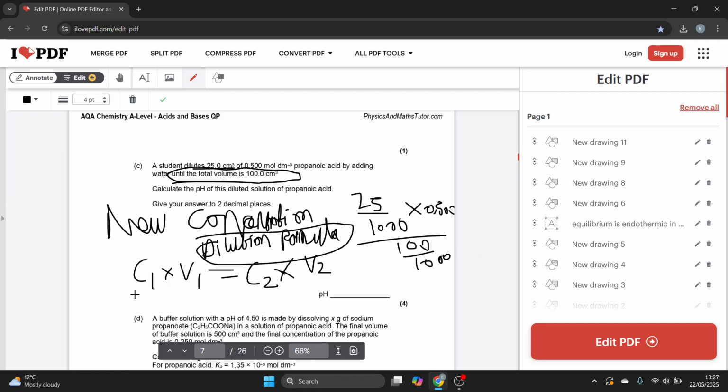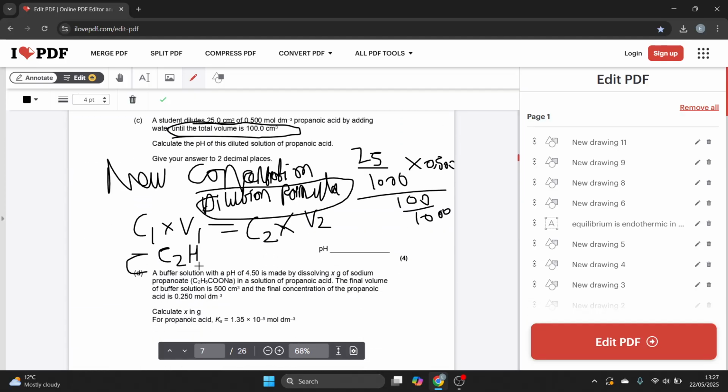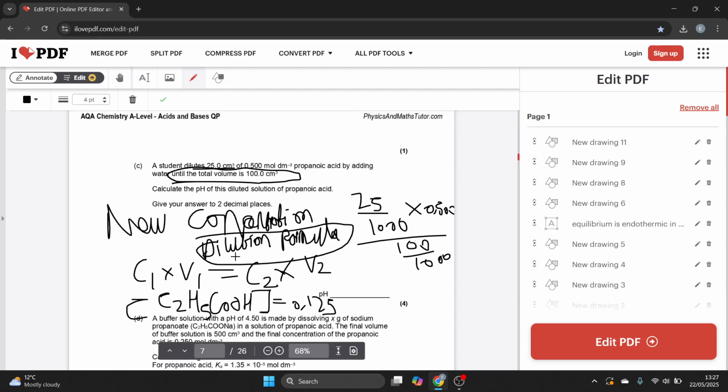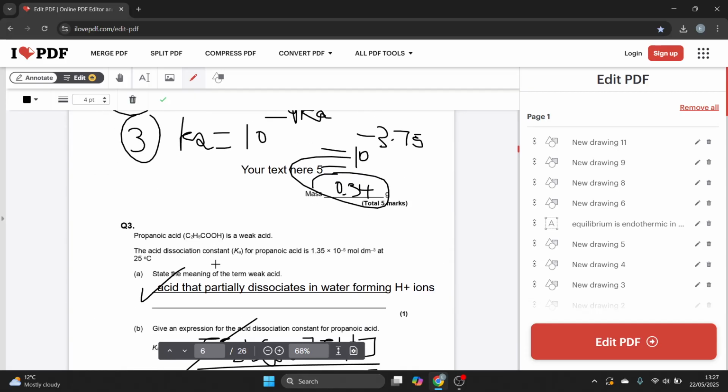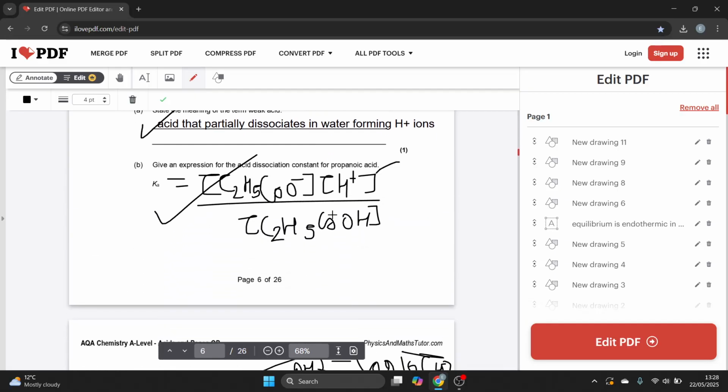Perfect. So that is the concentration of the propanoic acid, C2H5COOH, just by using the dilution formula. Okay. Now I need to work out, well, what am I working with? I'm working with Ka, right? I want to work out the pH. pH is minus log 10 of the concentration of H plus. That is the expression. So in order to do that, I need to work out H plus. In order to work out H plus, I need to now rearrange this equation.